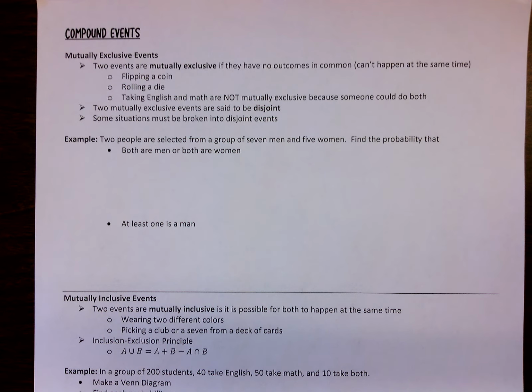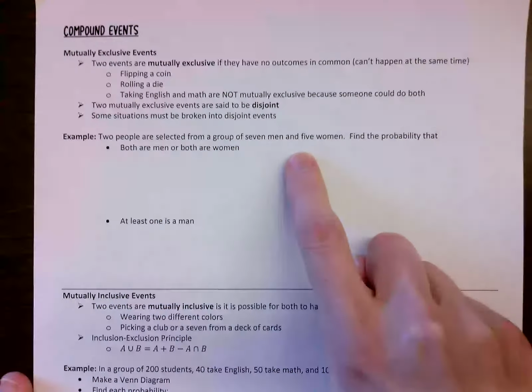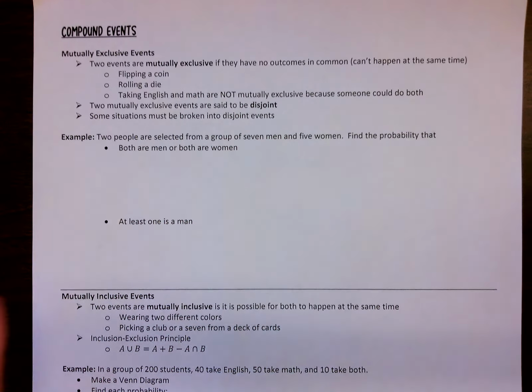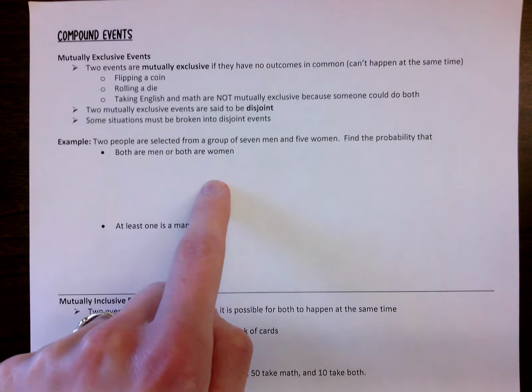So let's look at these. We have two people selected from a group of 7 men and 5 women. Find the probability that either both of them are men or both of them are women. When we look at this one, we're going to have to split this into two distinct cases: one where both are men, one where both are women. There's no overlap in those two. It's not possible for both people to be men and also for both people to be women, given the parameters of this problem. So we're going to have to break this into two separate events.